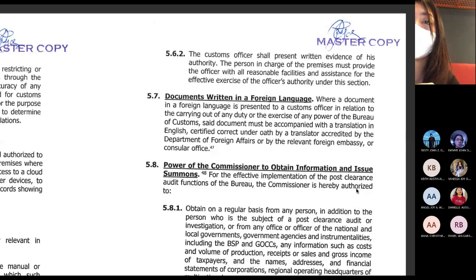5.7 Documents written in a foreign language. Where a document in a foreign language is presented to a customs officer in relation to the carrying out of any duty or the exercise of any power of the Bureau of Customs, said document must be accompanied with a translation in English, certified correct under oath by a translator accredited by the Department of Foreign Affairs or by the relevant foreign embassy or consular office.